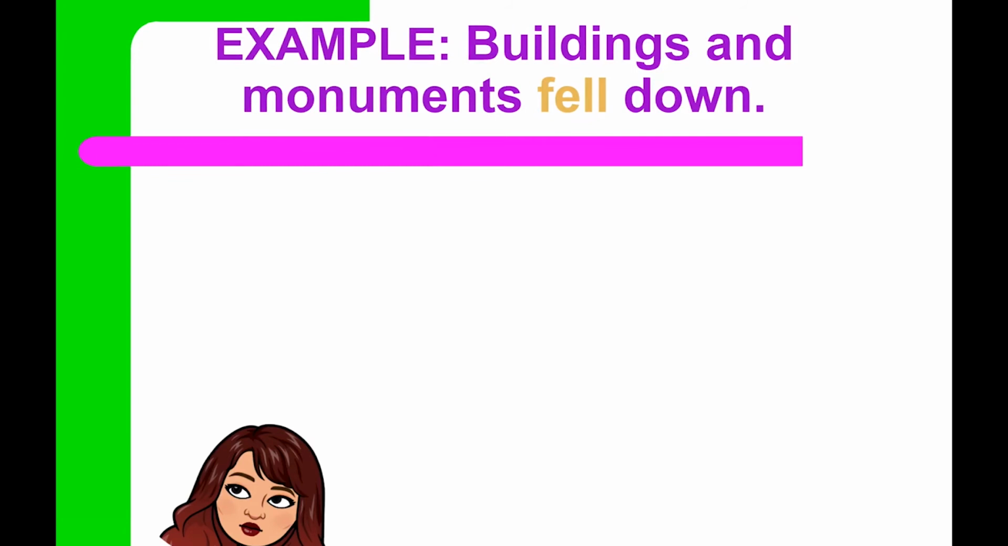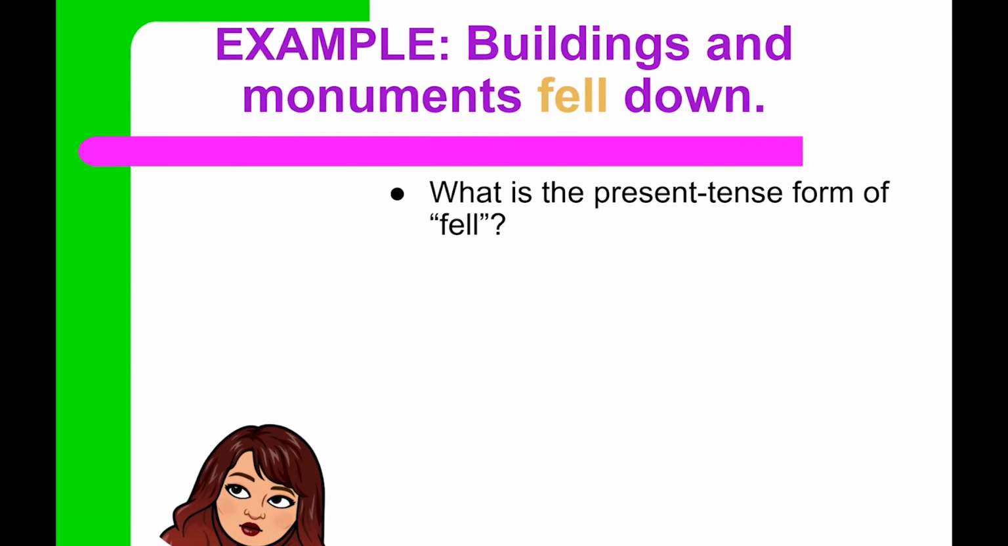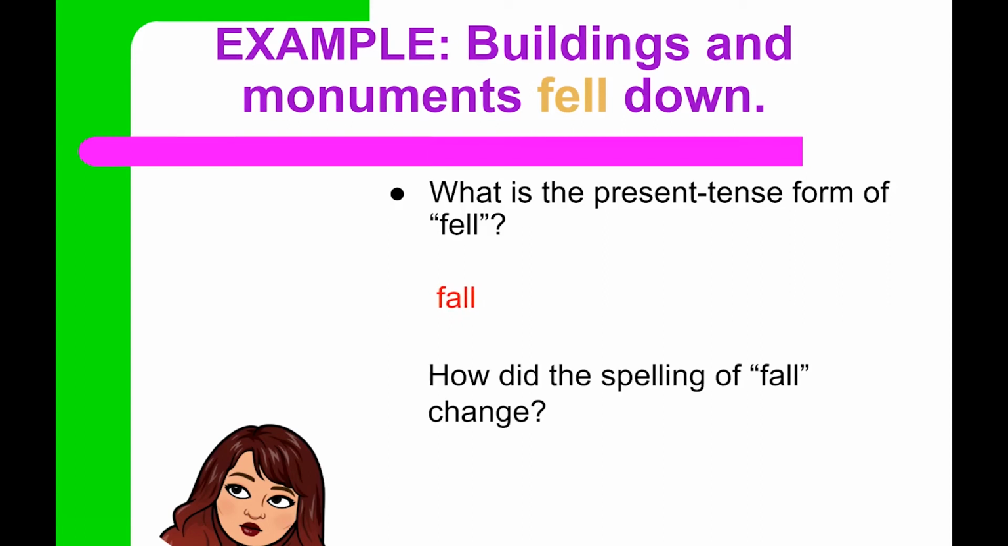Buildings and monuments fell down. What is the present tense form of fell? Fall. How did the spelling of fall change? The A is changed to an E to create the word fell.